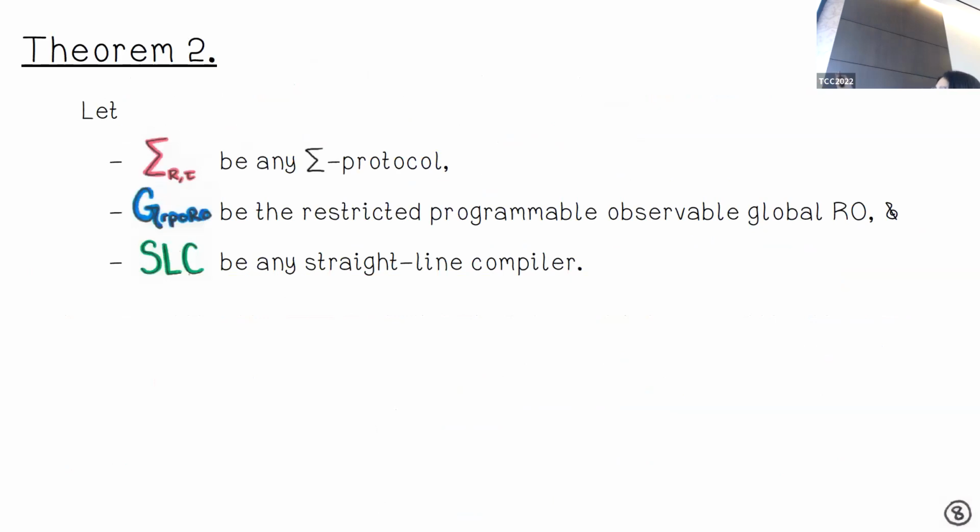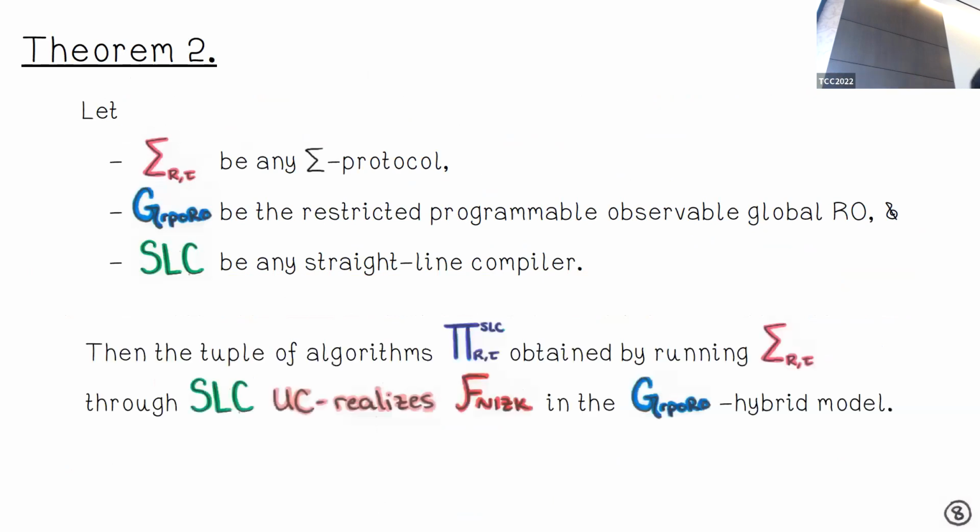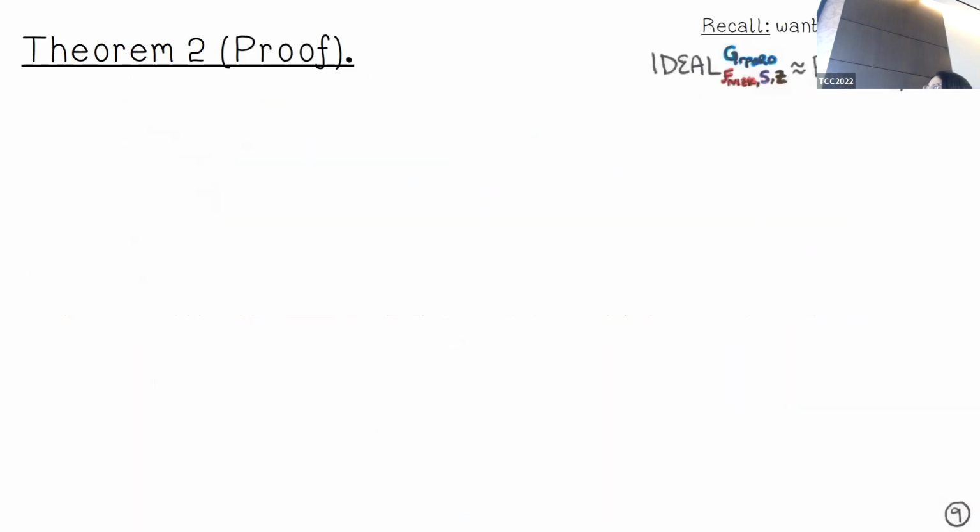So as long as you can program the global random oracle, you can take any Sigma protocol, run it through a straight line compiler, and obtain UC-NIZK. And the proof works briefly as follows. We just replace the honest party there slowly with a dummy.